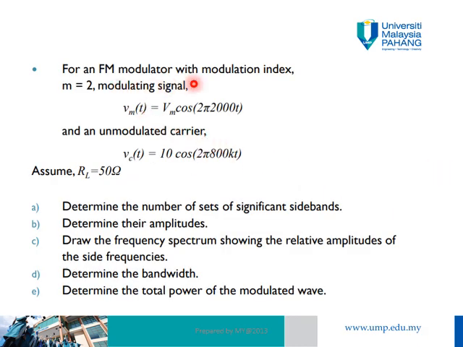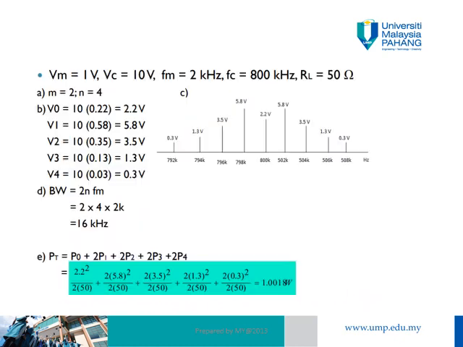For an FM modulator with modulation index m equal to 2, assume the load is 50 ohm. Determine the number of sets of significant sidebands. Determine the amplitude. Draw the frequency spectrum showing the relative amplitude of the side frequencies. Determine the bandwidth. Determine the total power of the modulated wave.